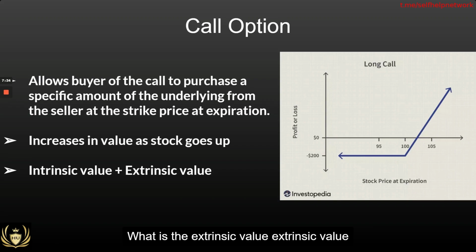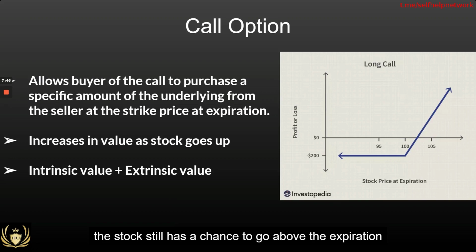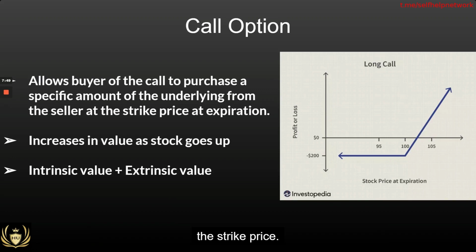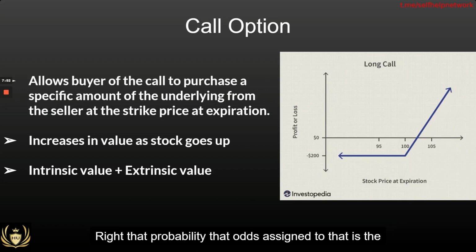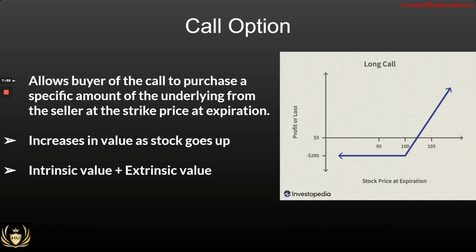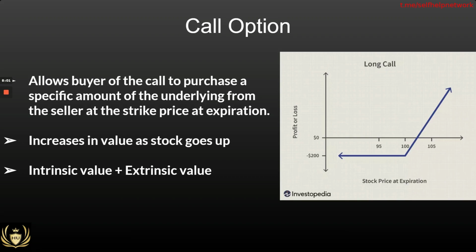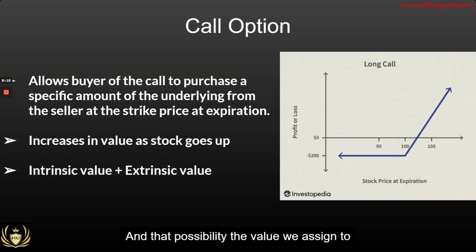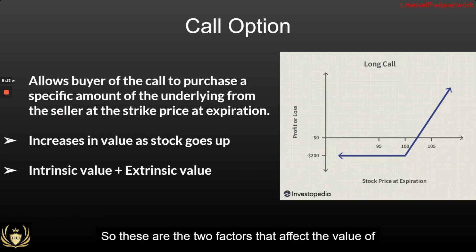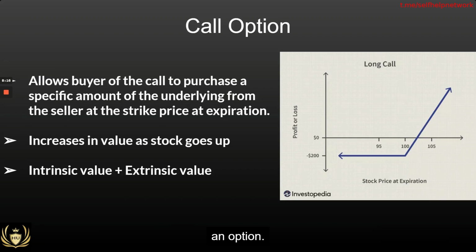What is the extrinsic value? Extrinsic value is the value the option derives from the time factor. If there's time left till expiration, then the stock still has a chance to go above the strike price, right? That probability, the odds assigned to that, is the extrinsic value. So let's say Apple is at 95 right now, but it won't expire for 100 more days. So it has enough possibility to go above $100 per share price. And that possibility, the value we assign to it, is called the extrinsic value. So these are the two factors that affect the value of an option.